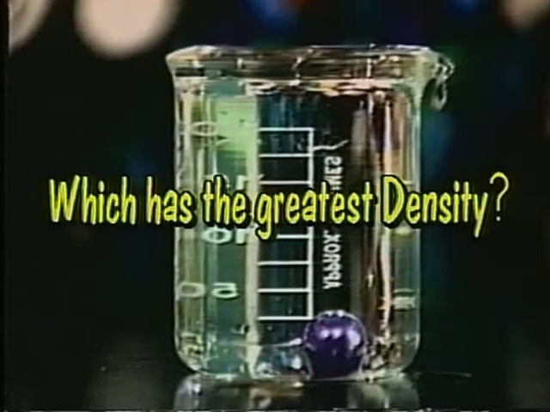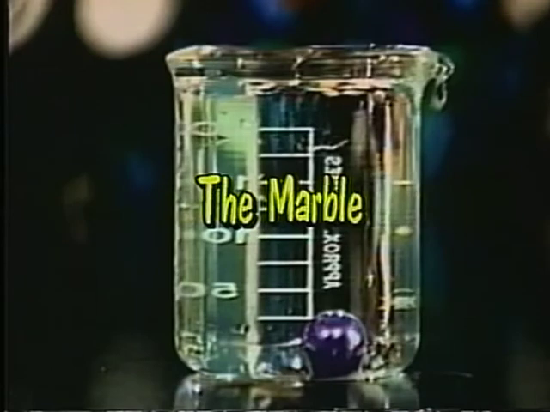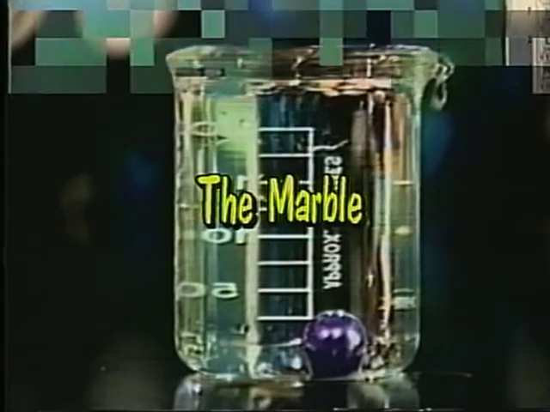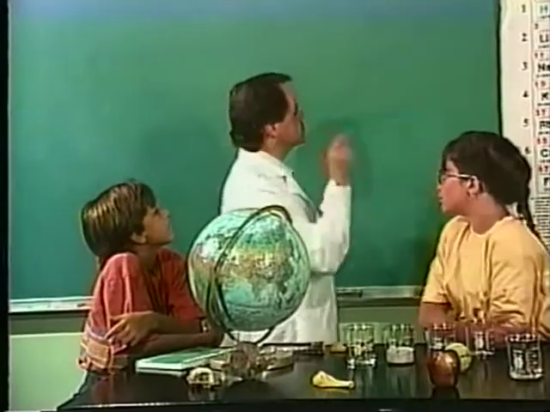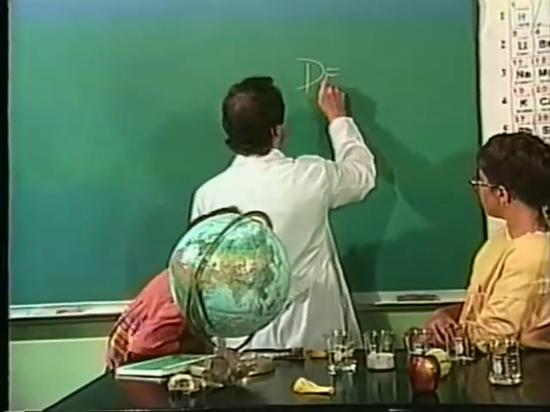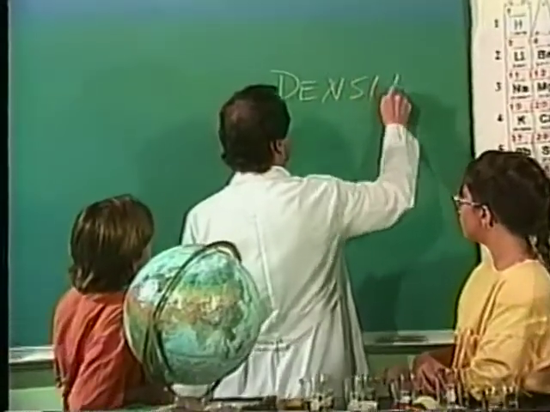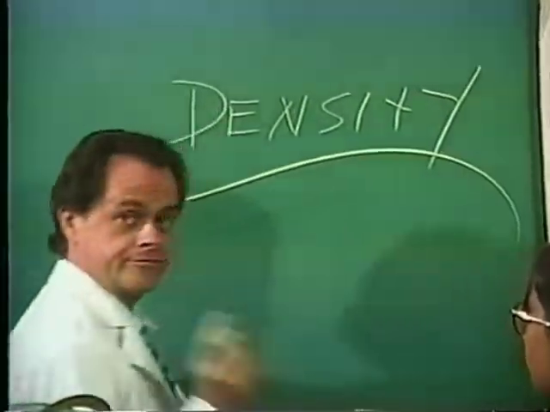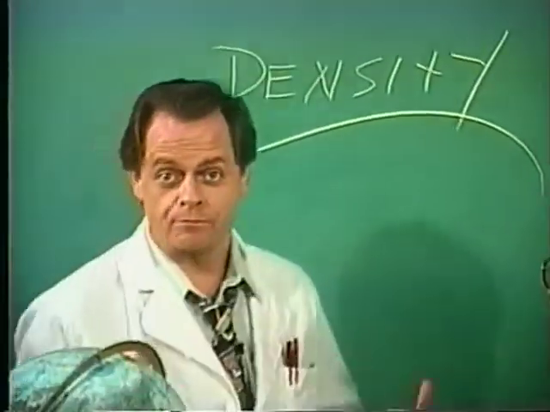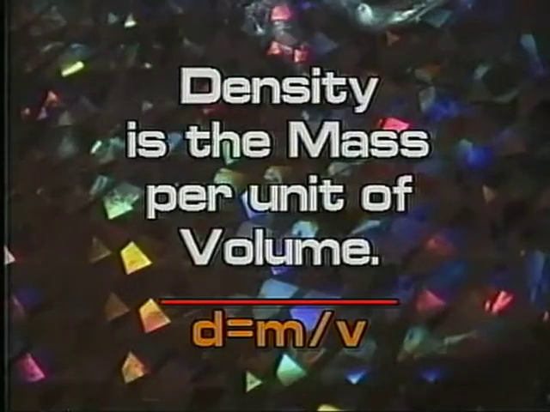Which has the greatest density, the marble or the water? It's the marble. We know that the marble has greater density because it sinks in the water. Now you may wonder, how do you measure density? Well, density is the mass per unit of volume.